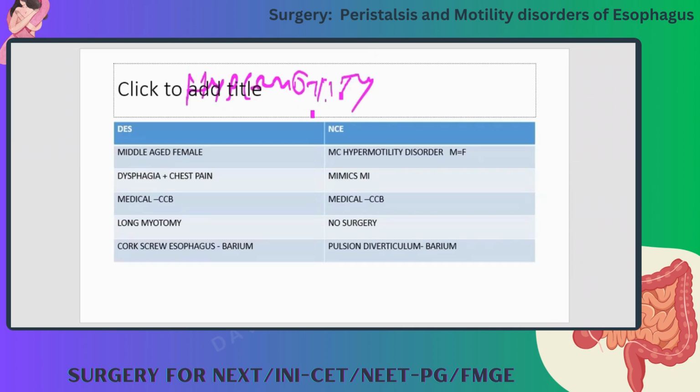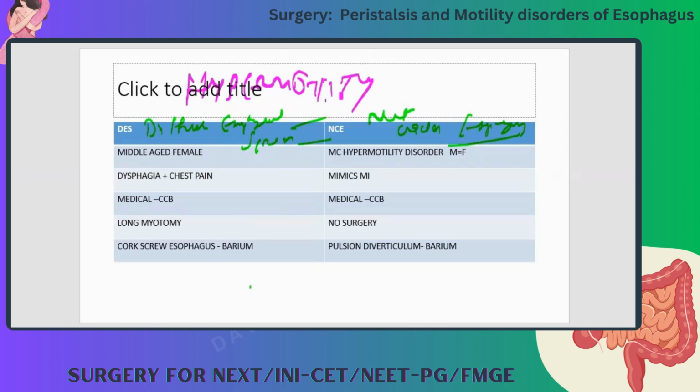Then coming to the hypermotility disorders. Hypermotility, that is, motility is increased. So there are two conditions. Diffuse esophageal spasm, where the esophagus is contracting, and the other is nutcracker esophagus. Okay, these are the two important hypermotility disorders.